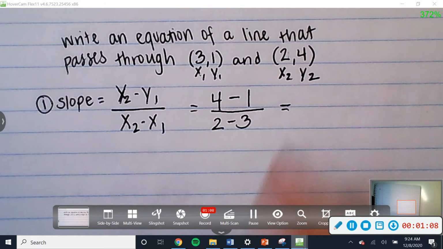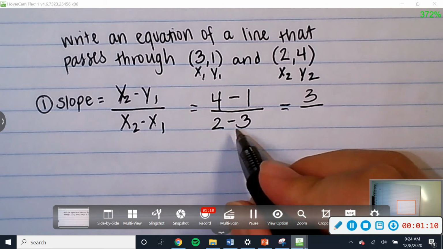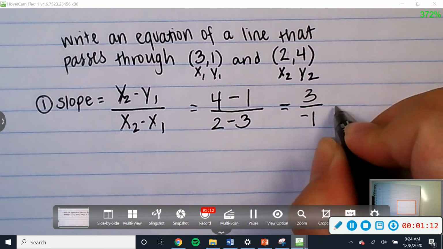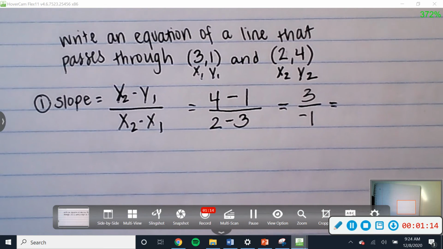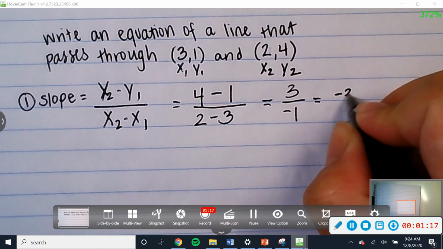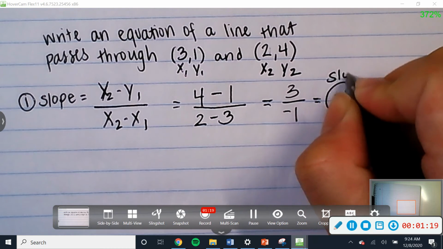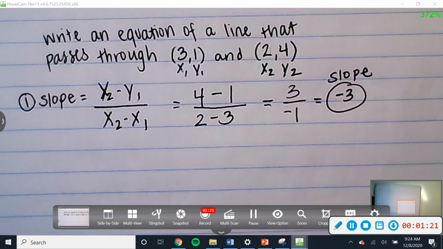4 minus 1 gives me positive 3. 2 minus 3 gives me negative 1. And when I simplify this, 3 over negative 1, I just get negative 3. So this is my slope so far. Okay, so I figured out the slope. Now I just need to solve for my intercept.